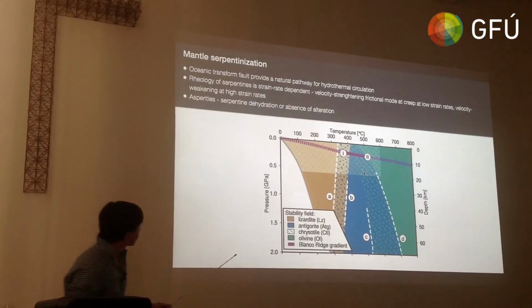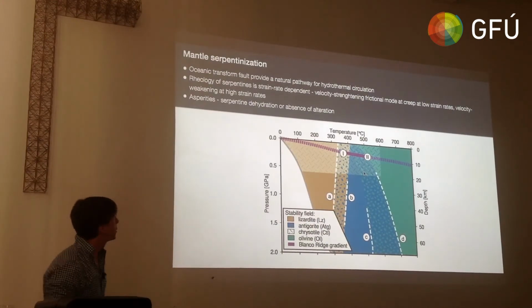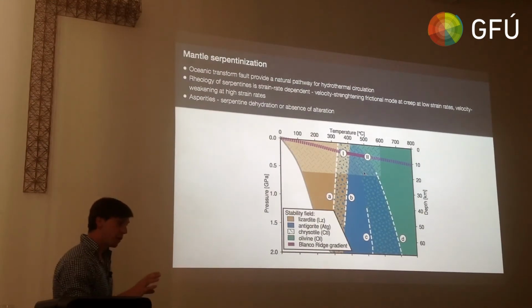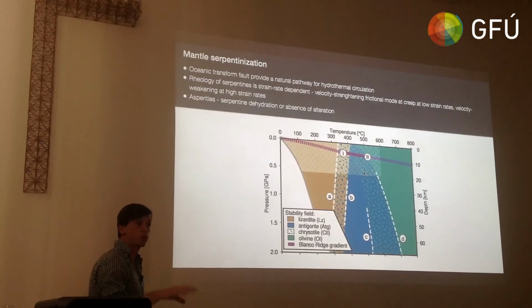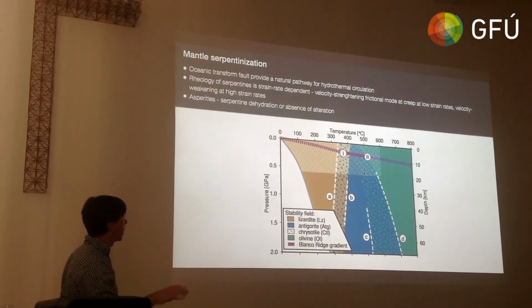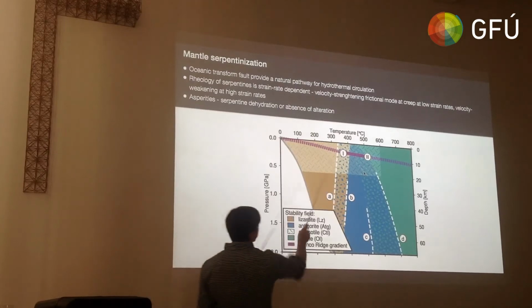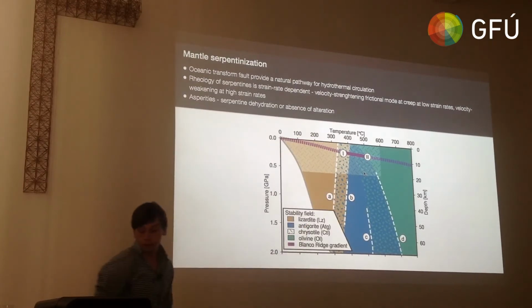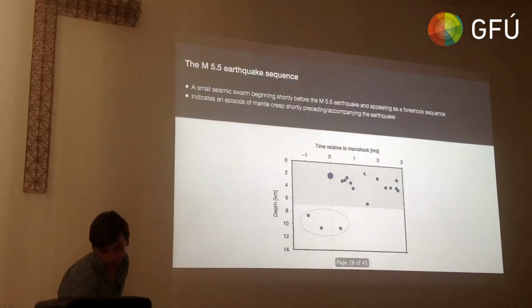And then the asperities might be patches where the water didn't reach, so they are still dry, or maybe the serpentine dehydrates back to olivine in the mantle.